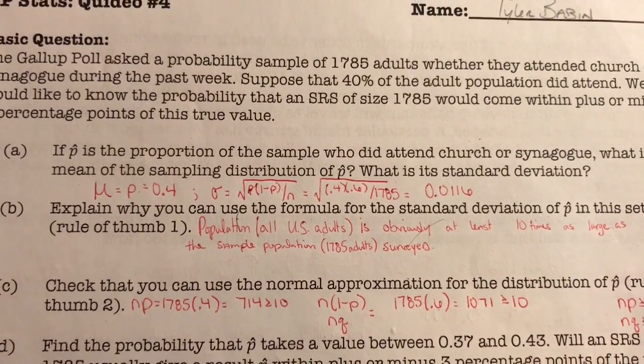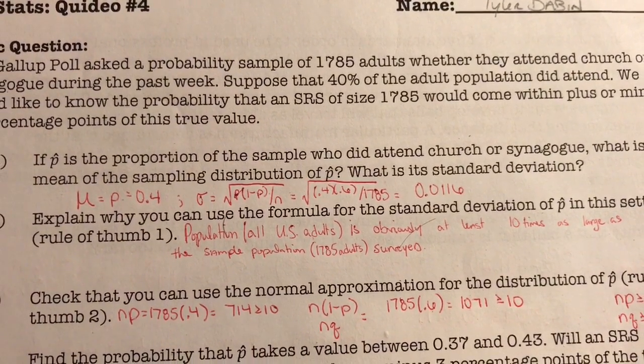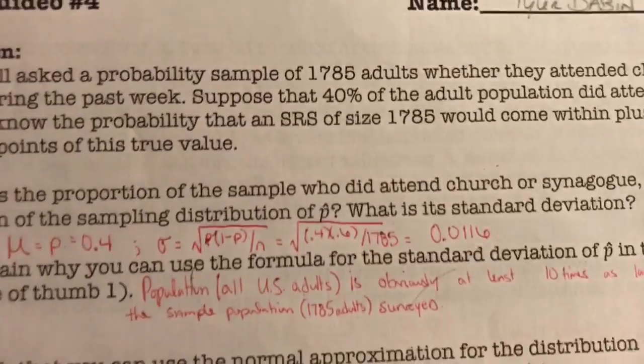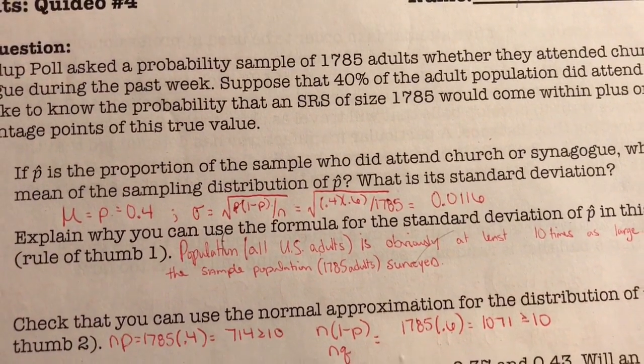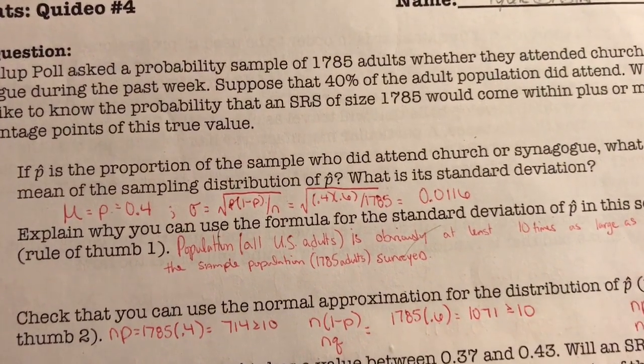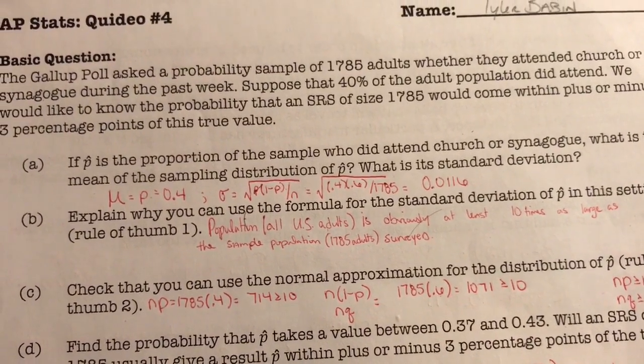Then you move on to your standard deviation, and your formula for that would be the square root of p times 1 minus p over n. So you have your p, which is 0.4, and then 1 minus p is 0.6, divided by your n, which is 1785. You're going to get 0.0116 for your standard deviation.